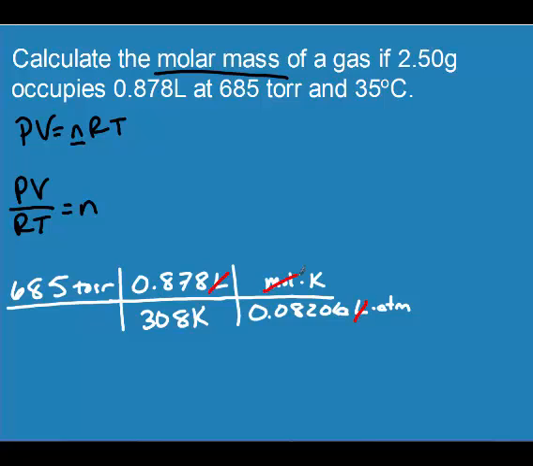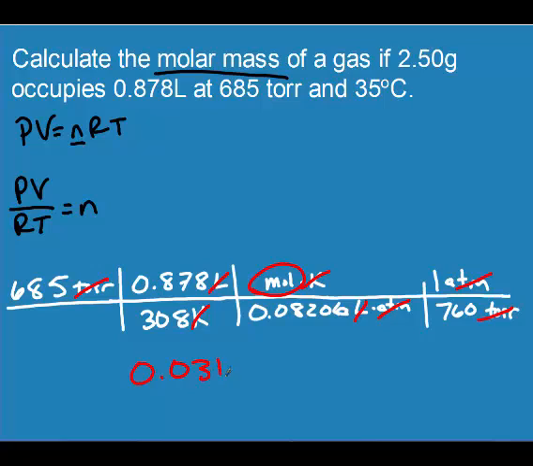Liters cancel. Kelvin cancel. My pressures do not. 1 atm is 760 torr. And my unit is moles, which is what I wanted my answer in. So plugging that in, I get 0.0313 moles. So now I'm going to use the equation moles is equal to grams over molar mass.